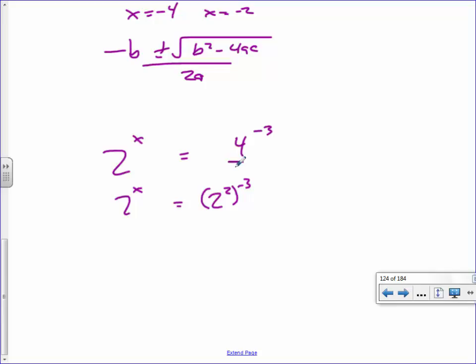You know how you take 4? 4 is equal to 2 squared. Well, now 2 to the x is equal to 2 to the 2, all to the -3. What happens to the 2 and the -3? Add or times them? Times. Yeah, so you have -6. Cancel out the 2, cancel out the 2. Ta-da! x is -6.